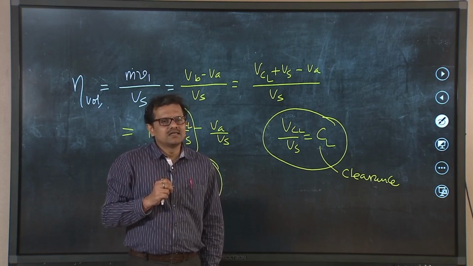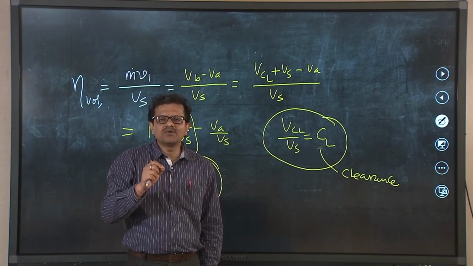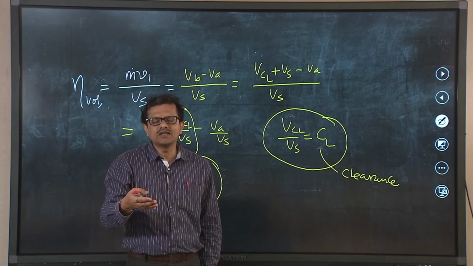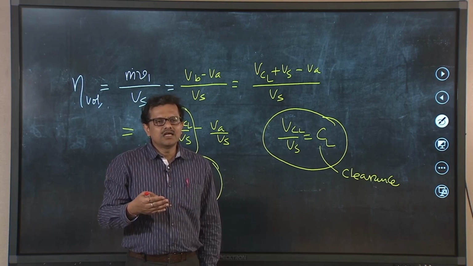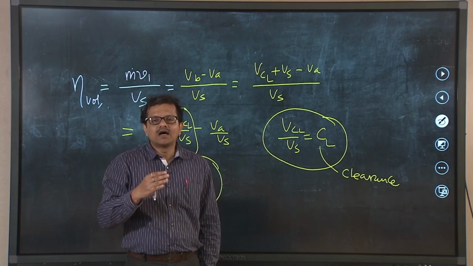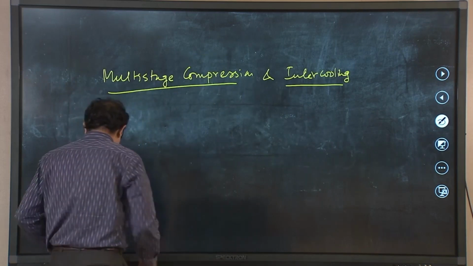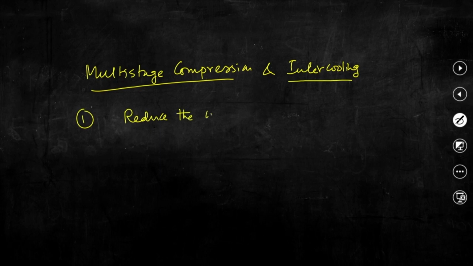Second thing, that means multistaging is needed. If we need to increase the pressure of the working fluid substantially, then instead of a single stage compression, we need to go for multistage compression. Why? Because multistaging compression would provide a few distinctive advantageous features. So, basically, if I write, it will reduce the work of compression.